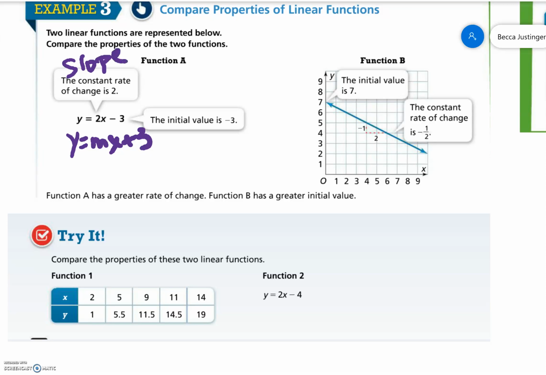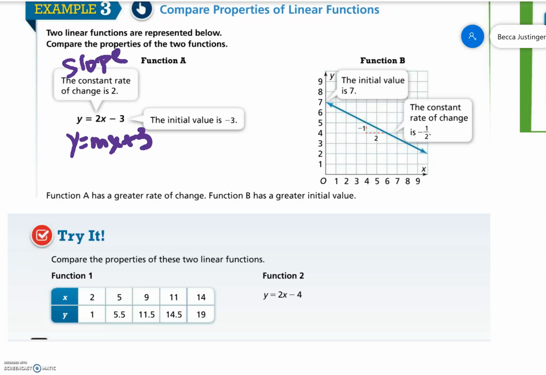In function B, we look at the graph. Its initial value, the y-intercept, starts at 7. And the rate of change, we go down 1 over 2. Remember, rate of change is rise over run. So down 1 over 2. So for the rate of change first, 2 versus -1/2, function A has a greater rate of change. Then function B has a greater initial value because we're comparing -3 to 7. So function B has a greater y-intercept.